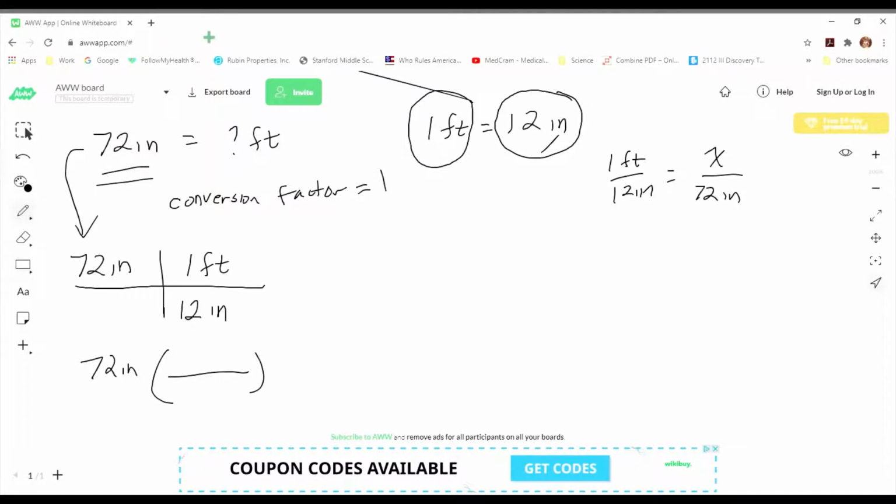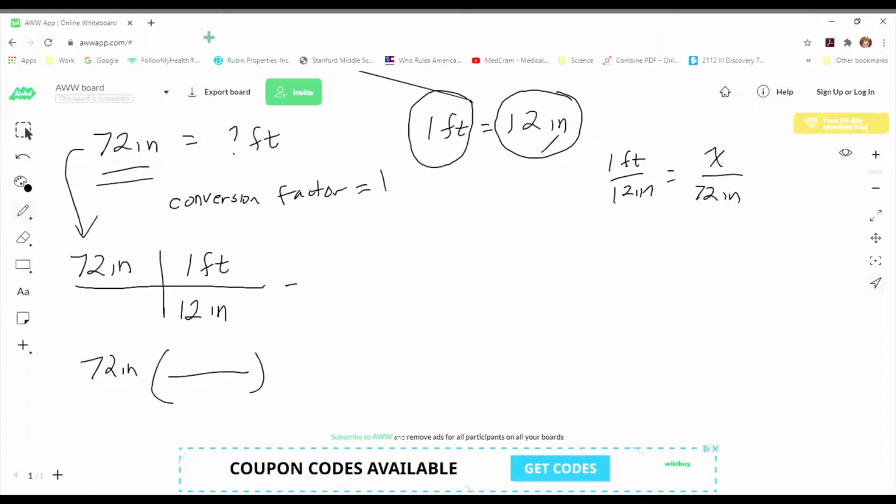And notice that the number in the equality, each unit has a number that goes with it. The number goes with the units. So the 12 goes with the inches on the bottom, and the 1 goes with the feet on top. That's going to tell us that we're going to need to multiply by 1 and divide by 12. So let's go ahead and do that. So what you have here is 72 inches. Then you're going to multiply by 1 foot and divide by 12 inches.